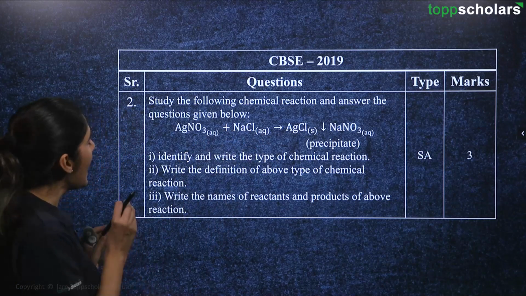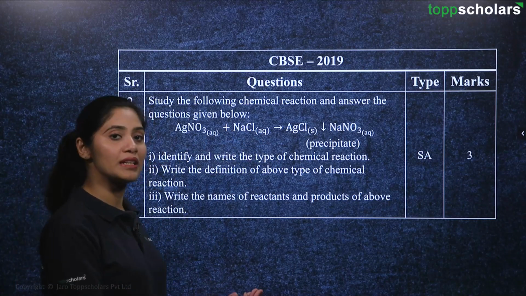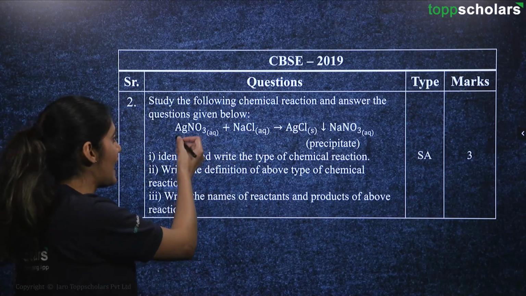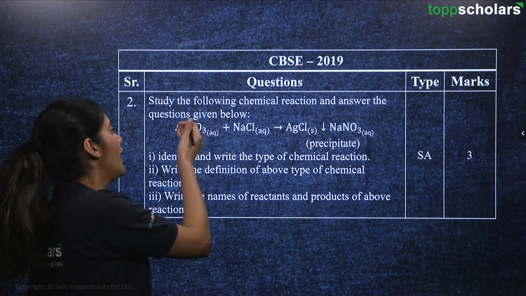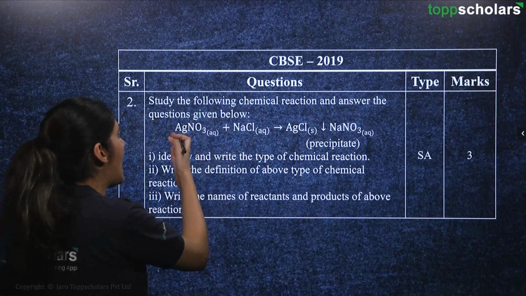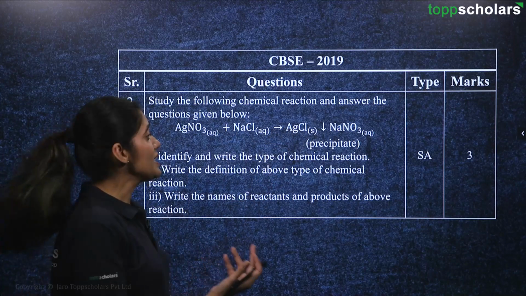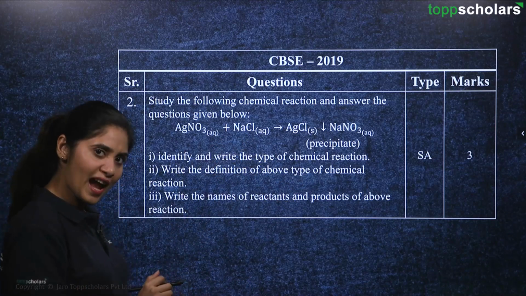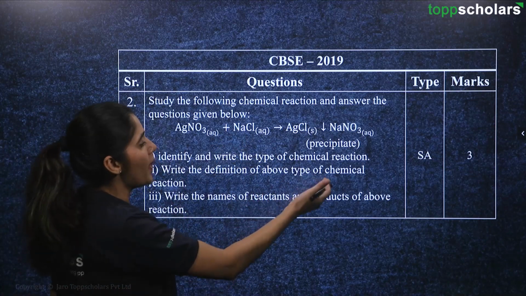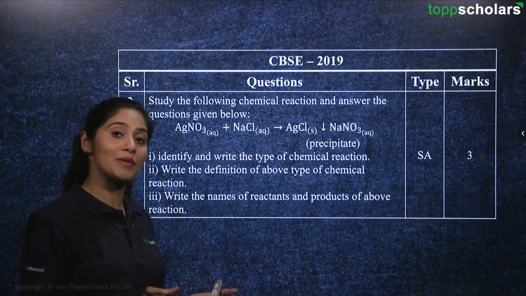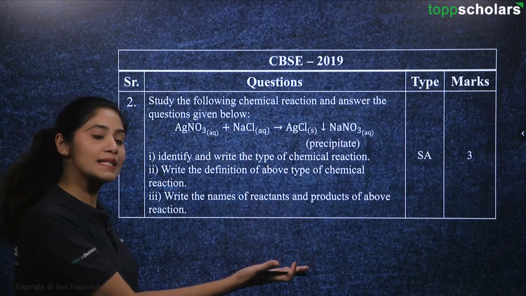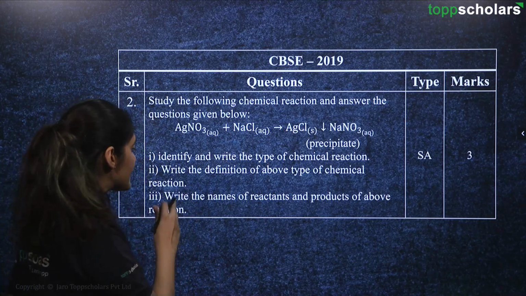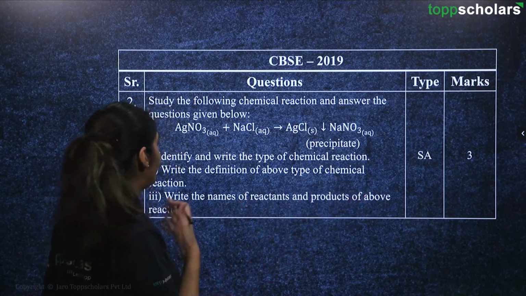The first one is identify and write the type of chemical reaction. So now what do you see happen? Here you can see that AgNO3 reacts with NaCl and results in AgCl and NaNO3. So this looks like a double displacement reaction. Next, write the definition of the above type of chemical reaction. Now that we have established it's a double displacement reaction, you will simply have to define what a double displacement reaction is.